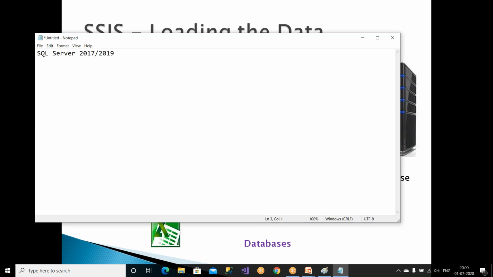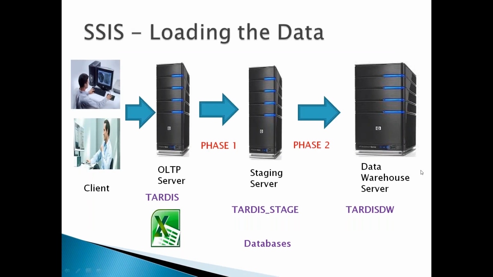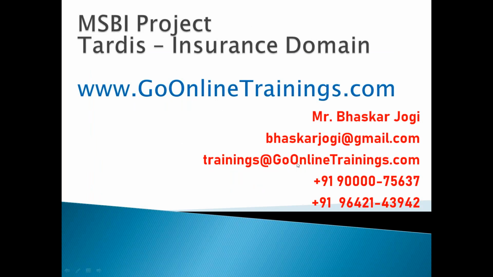If you don't have the software, you can write to my team at trainings at goonlinetrainings.com, or you can call them at 9642143942. They will install the software on your laptop one time. One time we are going to do it for you. But later, if there is a problem with your software, you need to install it on your own. They will give you the software as well. You can just download it and install it, and you ask for support from my team. This is my team's number, and this is my number, 90000756637. These two are WhatsApp numbers.